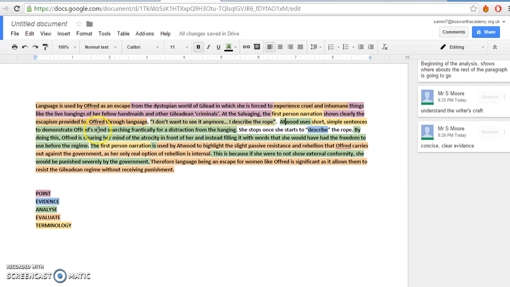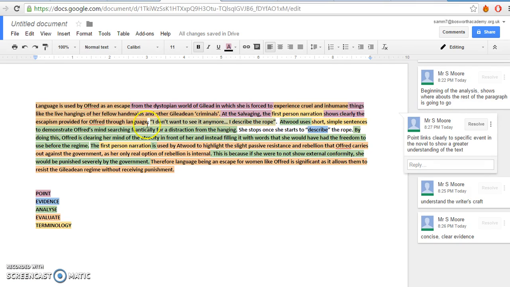To demonstrate Offred's mind searching frantically for distraction from the hanging, I think it's quite a nice interpretation, really. So this idea about a frantic search, it doesn't go on and on. It's clear, concise, it's to the point, and it just allows the initial point about escape to develop in the analysis, which is clearly that bit of evidence.